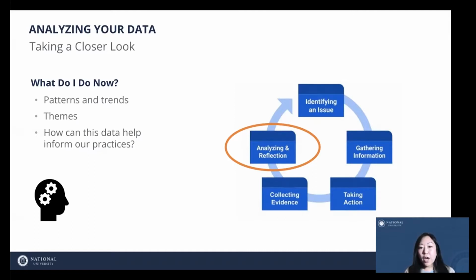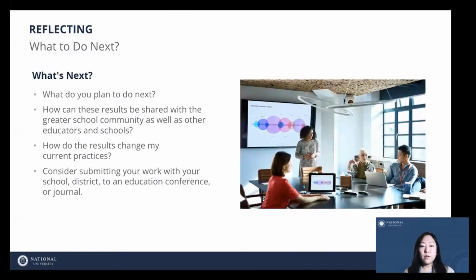How do the results help inform your practice? What do the results tell you about the strategy you implemented? Is it working? What are some surprises that came out of the data? Based on the results you have discovered and your analysis of what these results mean to your instructional or administrative practices, what do you plan to do next?